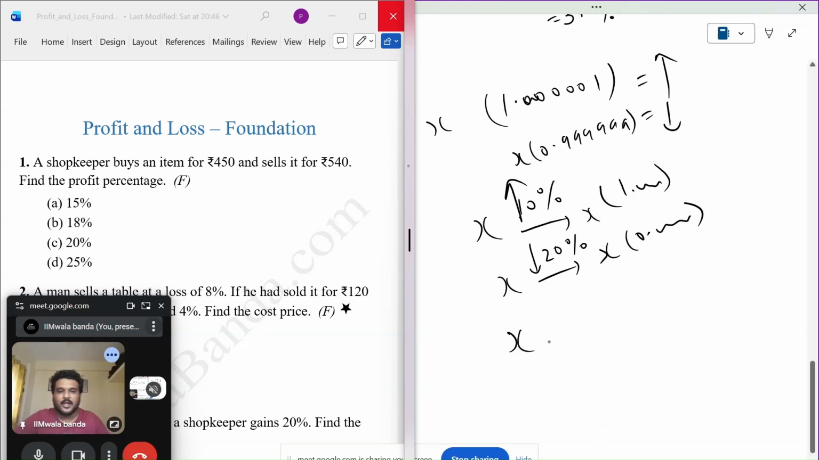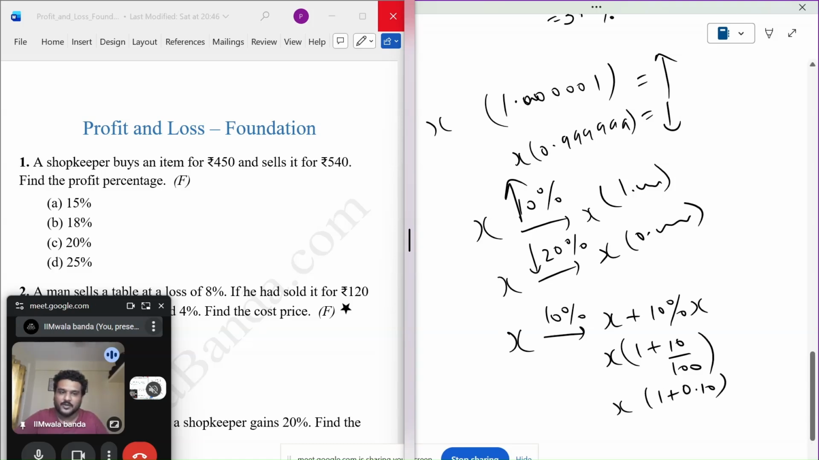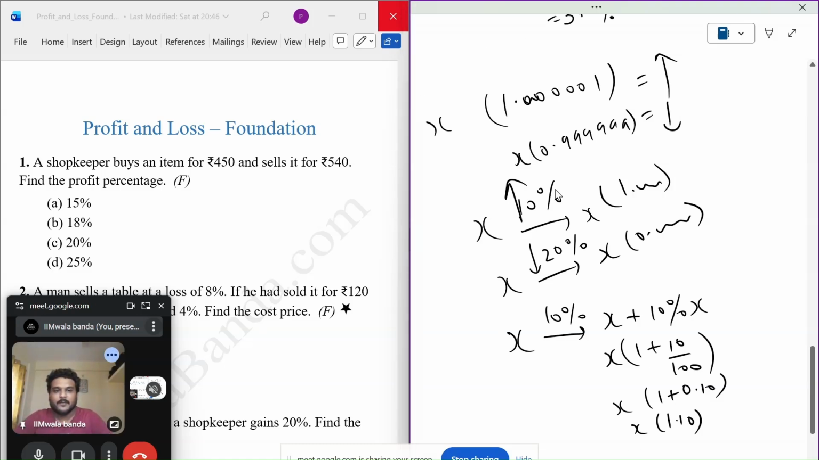Now let's look at it. If I want to increase something by 10%, I will write it like this, right? x plus 10% of x, correct? Now, if I take x common, this is (1 plus 10/100) of x, right? Or 1 plus 0.10, or 1.10, right? So you see the multiplication factor is 1.10.